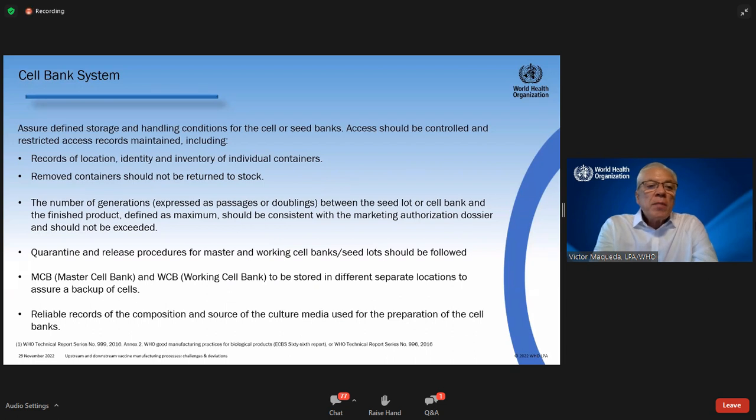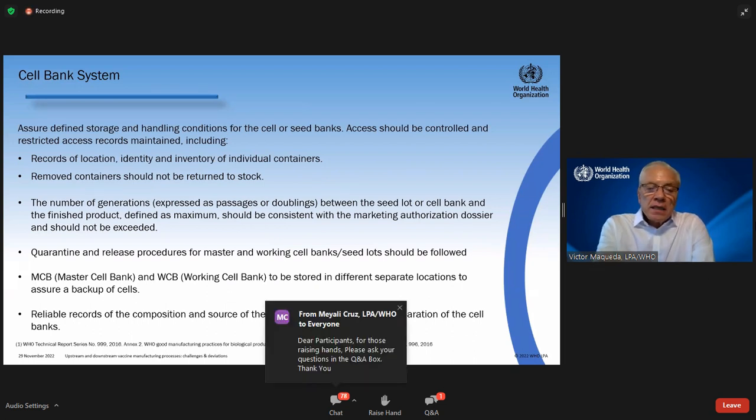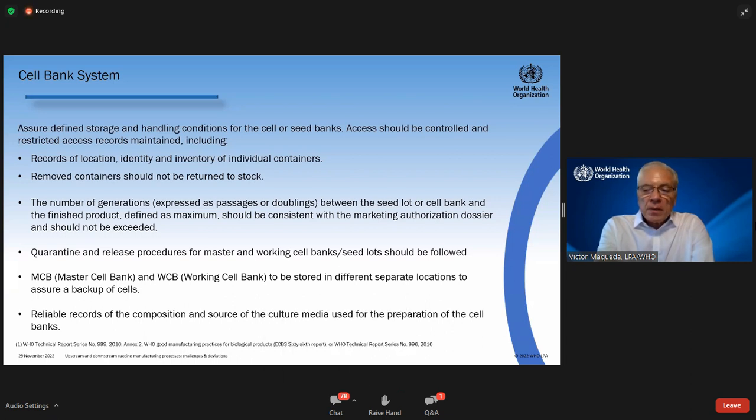So in terms of cell banking, this is a very highly audited topic. This is the first message I would like to convey to all of you. I encourage you to pay close attention to this topic because it has happened that many deviations are related to this topic. First of all, the storage and handling conditions of cell or seed banks are important.